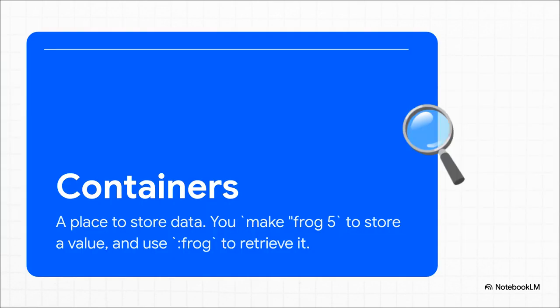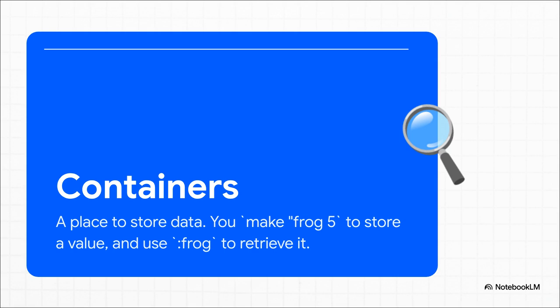Okay, but what if you want the turtle to remember stuff? For that, you use something called a container. And the best way to think about it is like a labeled container for leftovers in the fridge. You make my box 5, and that's like putting the number 5 in a box and slapping a label on it that says my box.